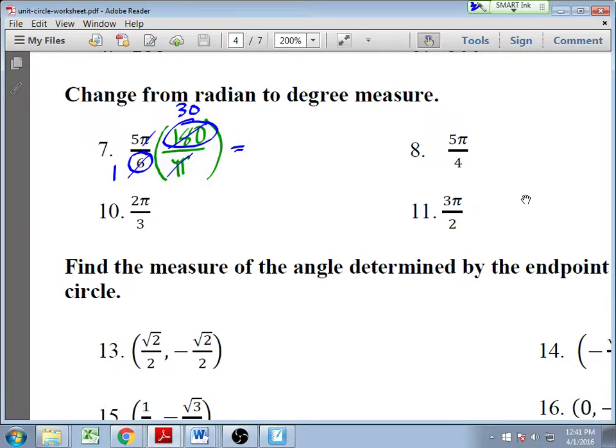So 5 times 30, that should be 150 degrees. That's all you got to do.